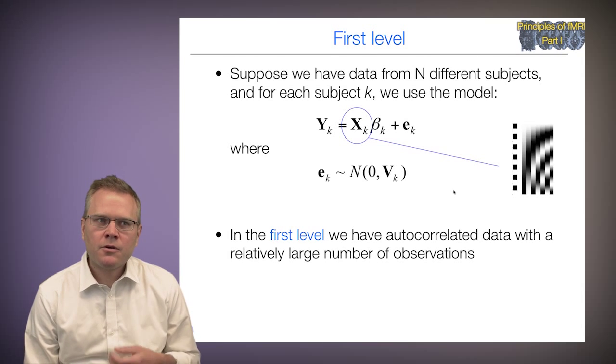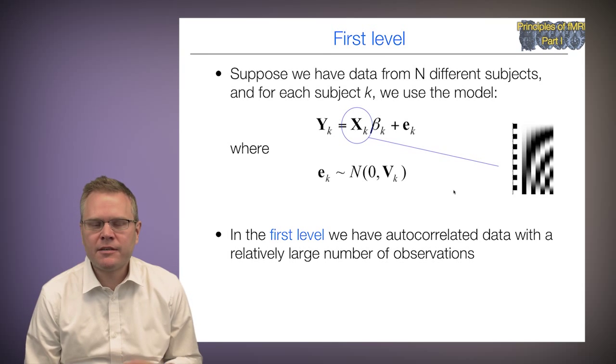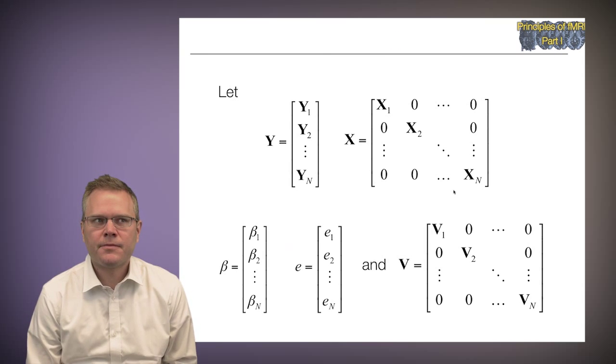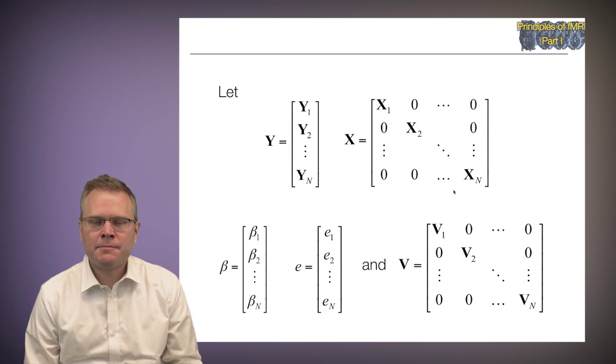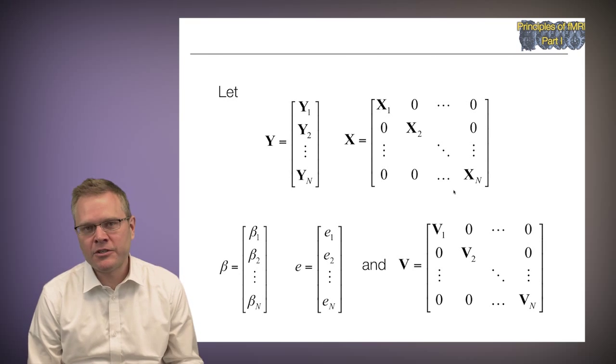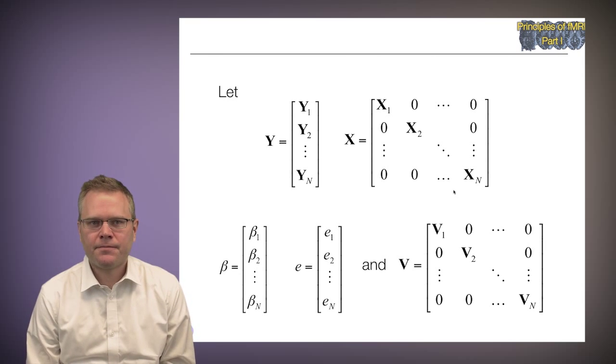In the first level, we have autocorrelated data, but with a relatively large number of observations. We can combine the first level models for all subjects in the following way. We concatenate all the data across subjects from y1 up to yn into a matrix Y, for housekeeping purposes. We can combine all the design matrices for the subjects into a grand design matrix for the whole population, X. We can similarly do this with beta and the noise E. The variance-covariance matrix can also be combined in the following manner.